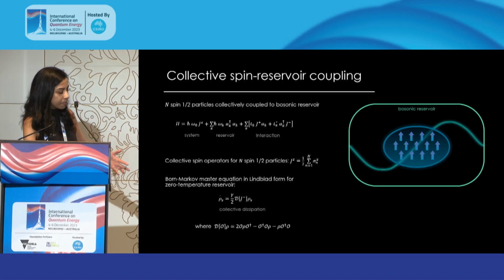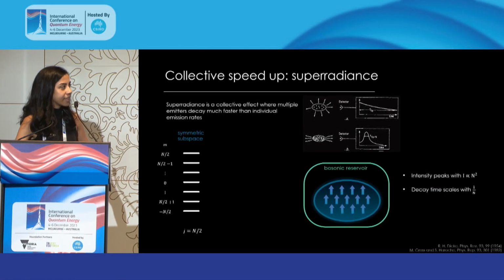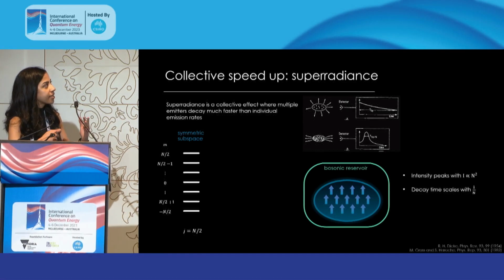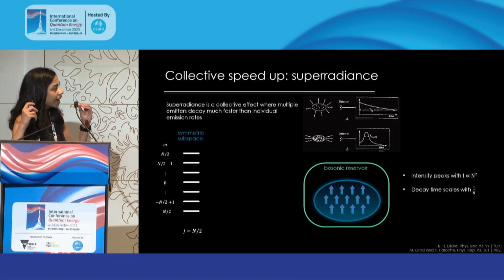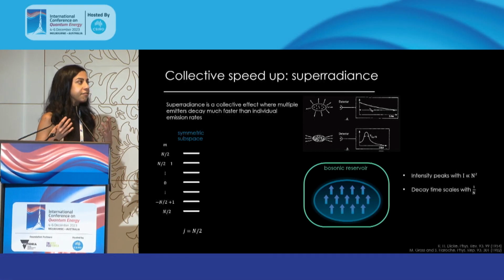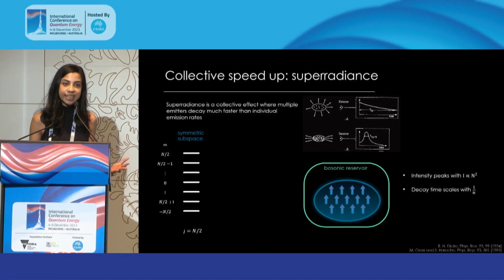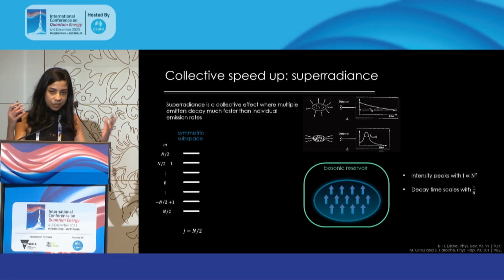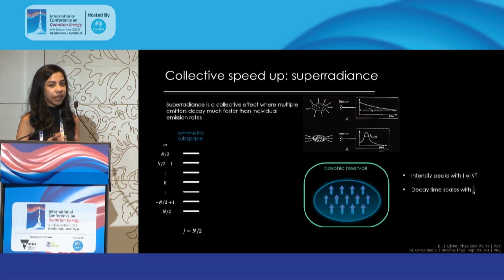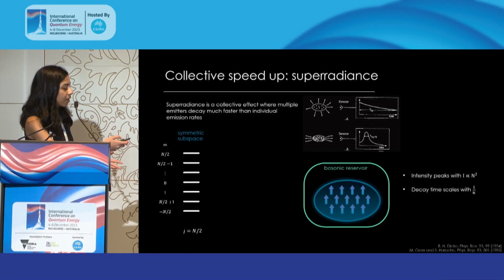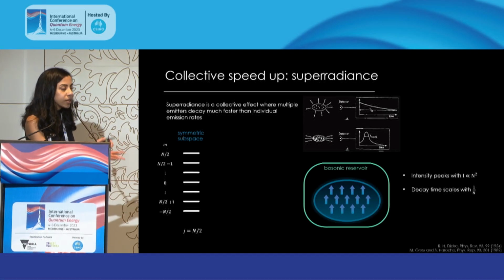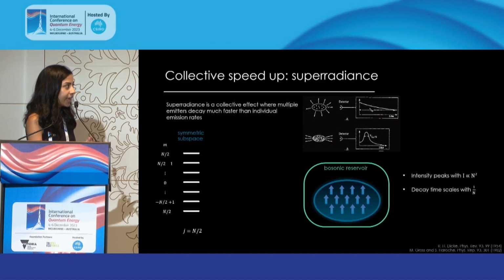Okay, now I'm going to talk about the collective speed up that we get from superradiance. With our collective coupling, what this allows us to do is to make use of the phenomenon of superradiance. Now, superradiance is just a collective effect where multiple emitters decay much faster and with much higher intensity than single emitters. So what we have here is our ensemble of spins collectively coupled to a bosonic reservoir, and you can see they're all initialized in the excited state.